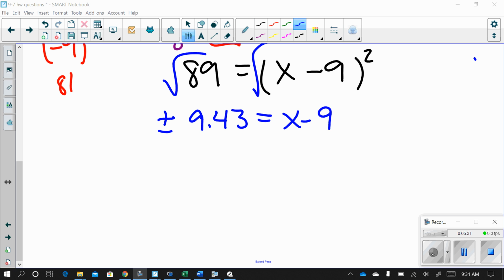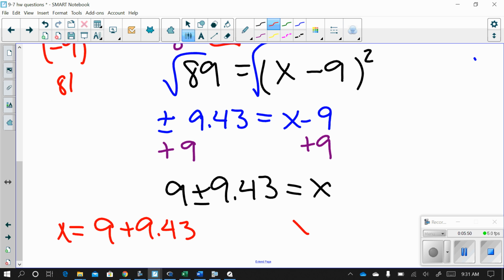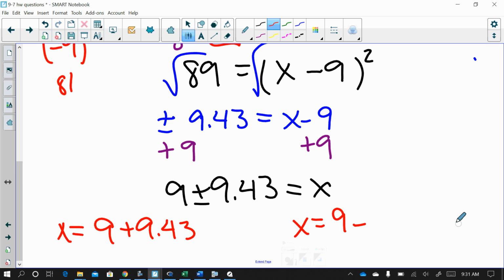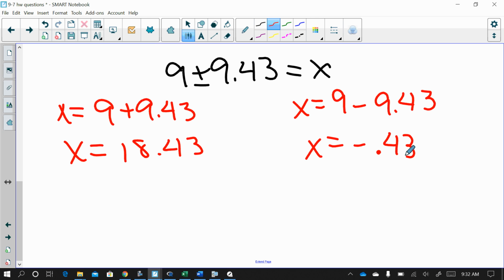Okay, so we keep going. I need to get x by itself, so I add 9 to both sides. So I have 9 plus or minus 9.43 is what x equals. So I really have x equals 9 plus 9.43, and x equals 9 minus 9.43. So if I swap these out, I get x equals 18.43, and x equals negative 0.43.